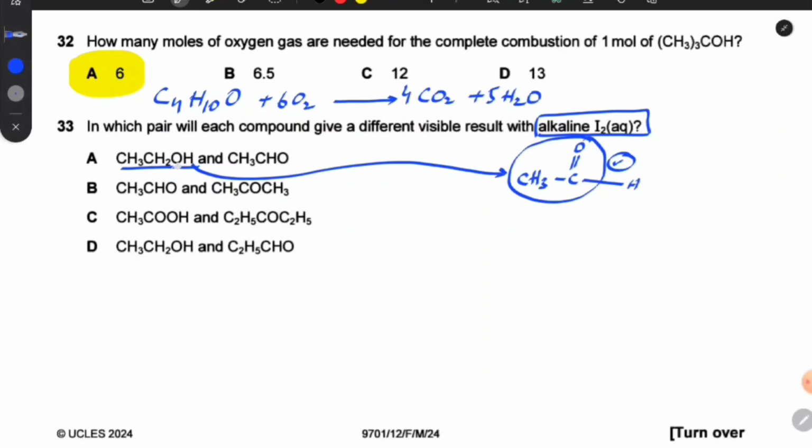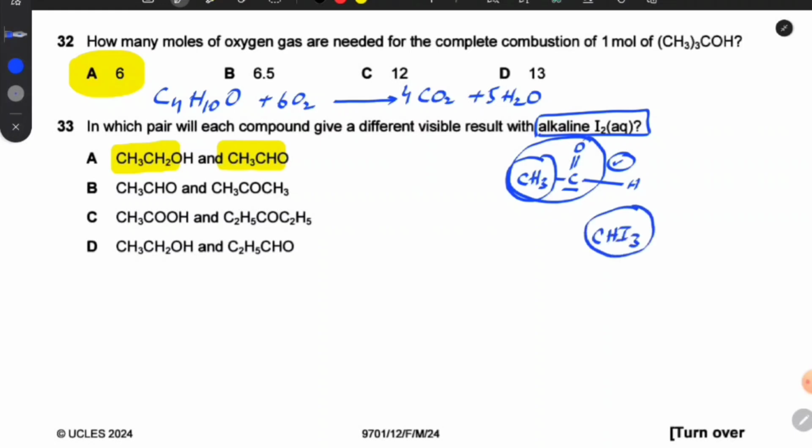So if you oxidize any alcohol and you get this group CH3 along with a carbonyl group, it means that this alcohol will also give an iodoform test. So both of these compounds are giving a positive iodoform test. It means that you will get CHI3 in your product, which is a yellow colored solid. Because both of these compounds are giving positive tests, we cannot distinguish them. That is why it is a wrong option.